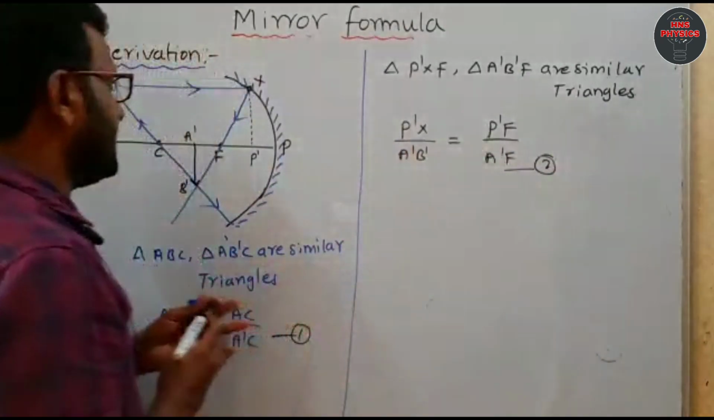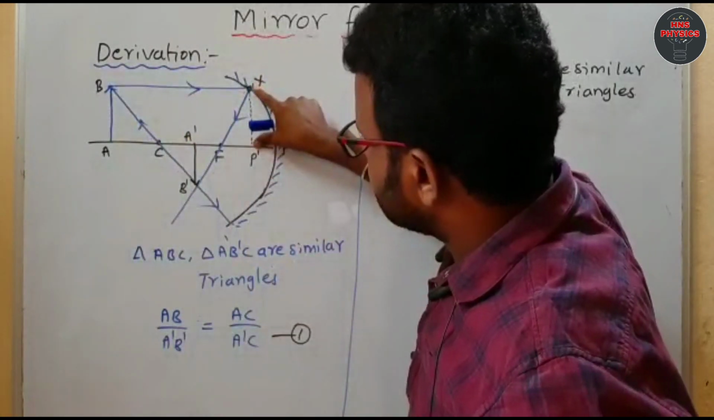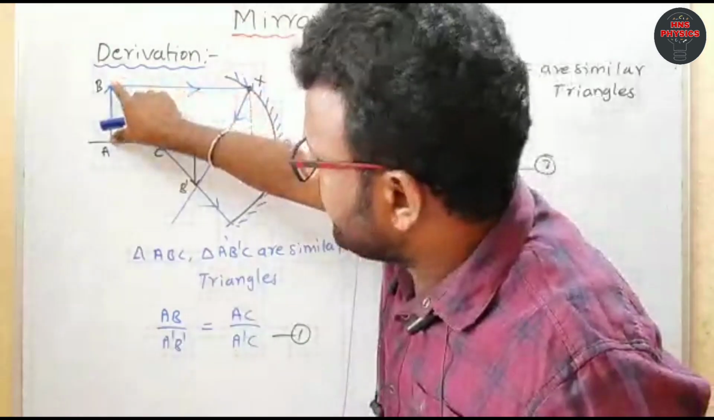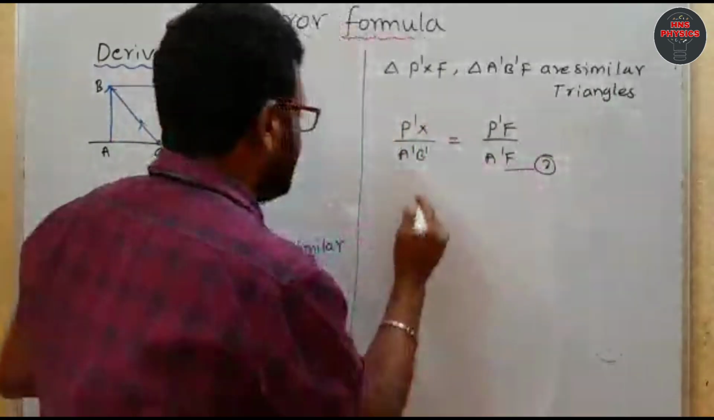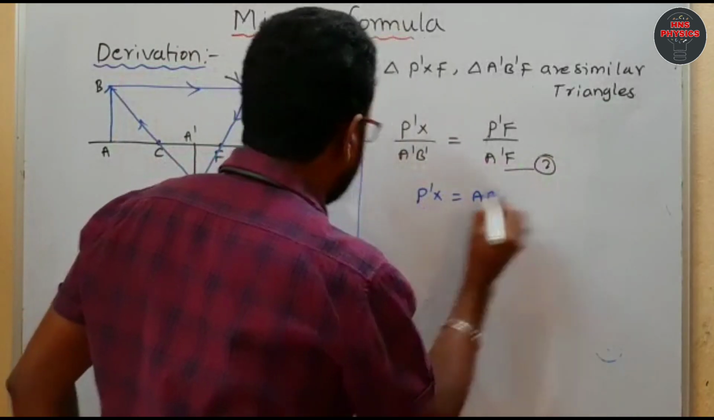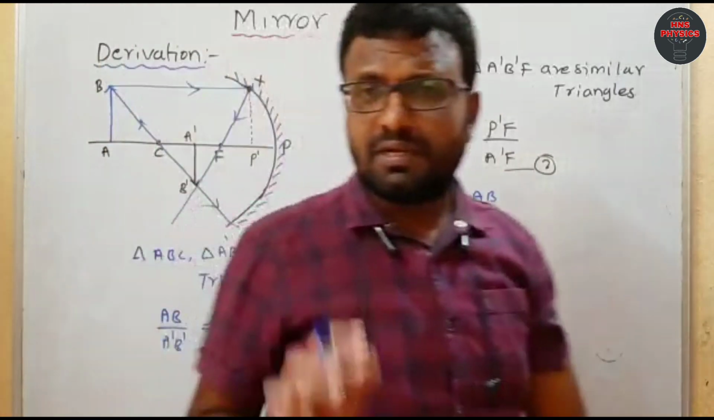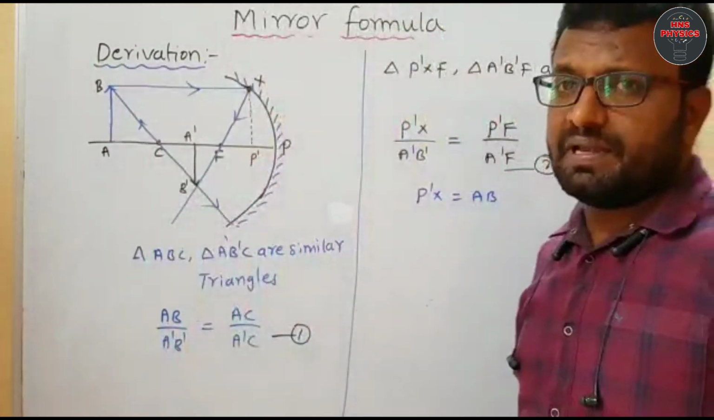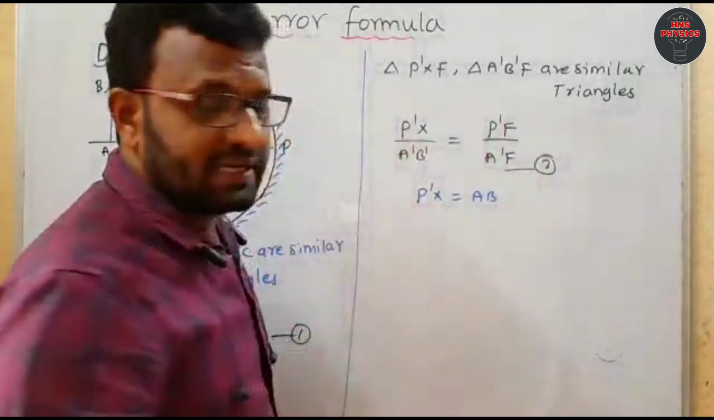If you observe the diagram, these P dash X height and this AB are parallel to each other. That means we can write AB in place of P dash X, because these two heights are parallel to each other. So P dash X is equal to AB. If you substitute that in equation 2, then you can write equation 2 again.